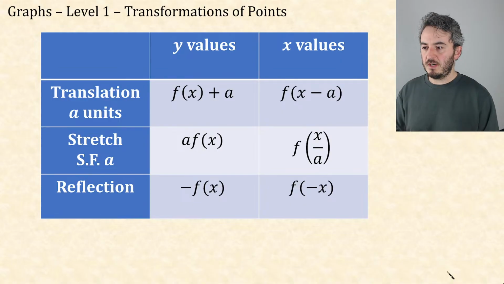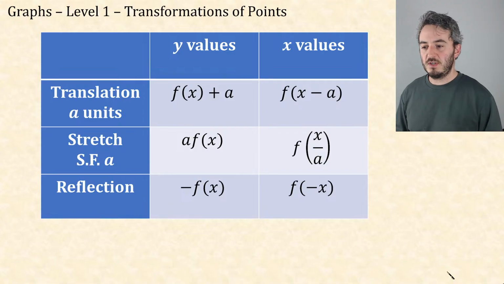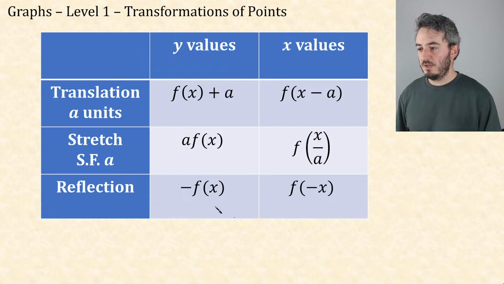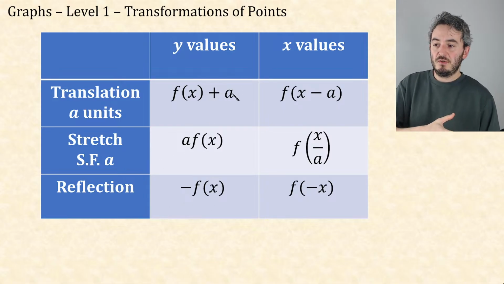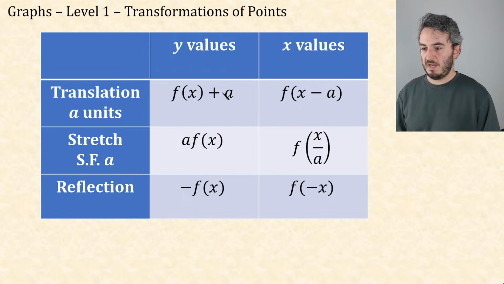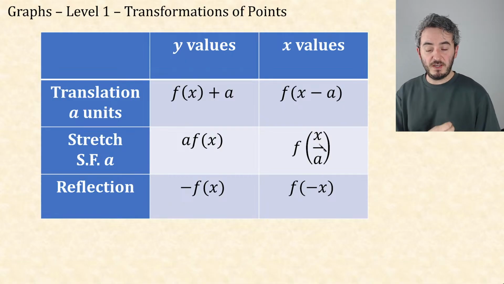We're going to start with transformations of points. You need to know all of your basic transformations. Your basic transformations are these. They're your translations, your stretches, and your reflections. Anything outside the bracket affects your y values, and it kind of does what you expect. And anything inside the bracket, so if you're essentially just replacing x with, for example, x minus a or x over a, it affects the x value and kind of does the opposite of what you expect.